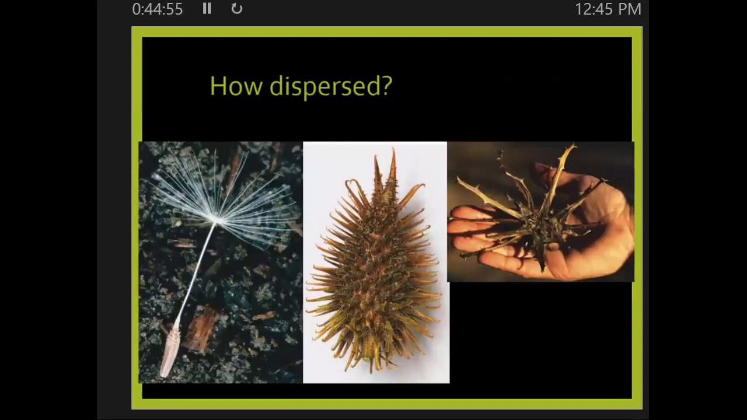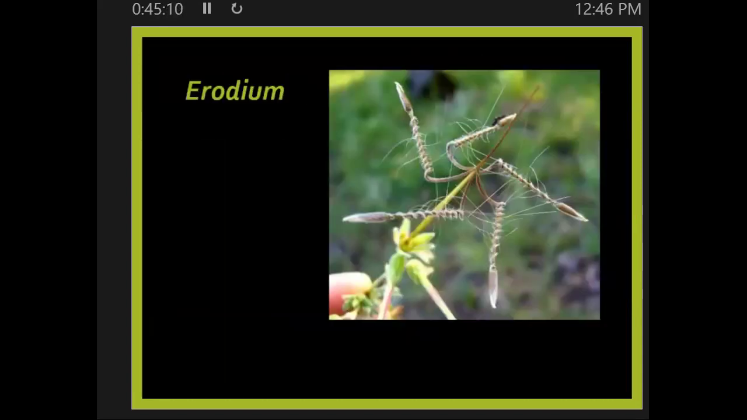So again, this idea of looking at the fruit, whether it's dry or fleshy, and then imagining how that would get dispersed. It could be through an animal, birds, but also wind, water. And then there are some pretty interesting strategies.